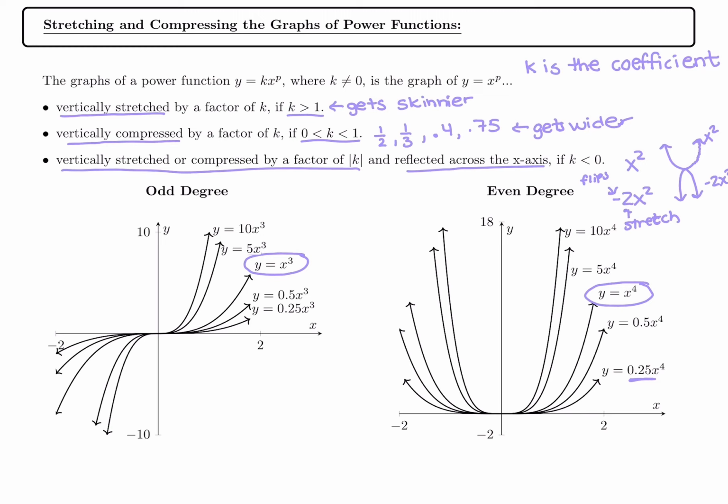If it was -0.2, it would be wider and flipped on the x-axis. So that's how changing the coefficient affects the graph.